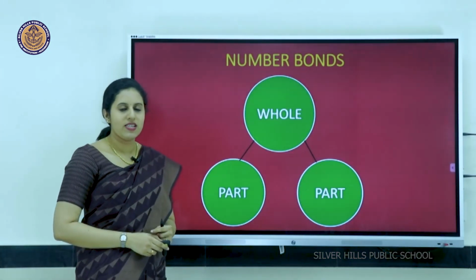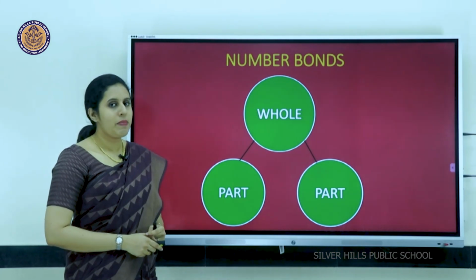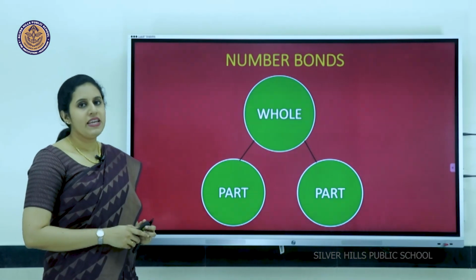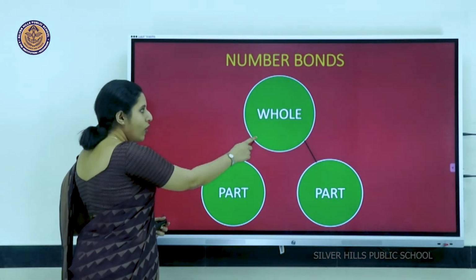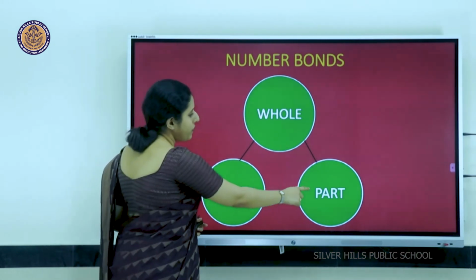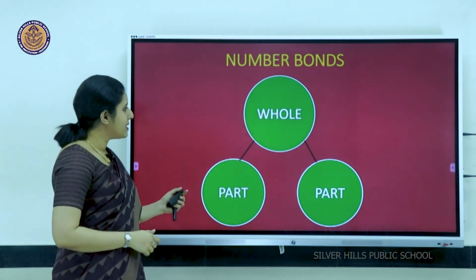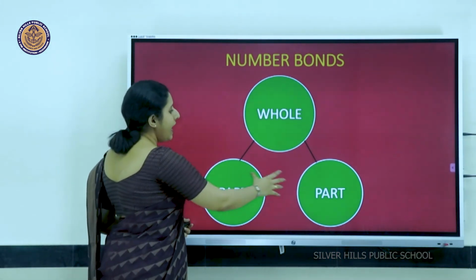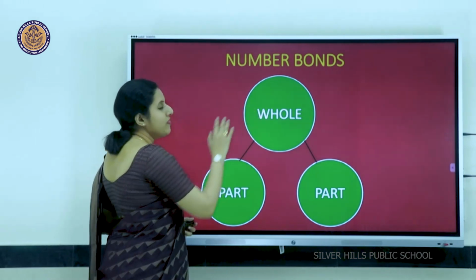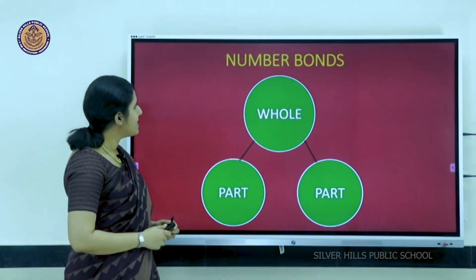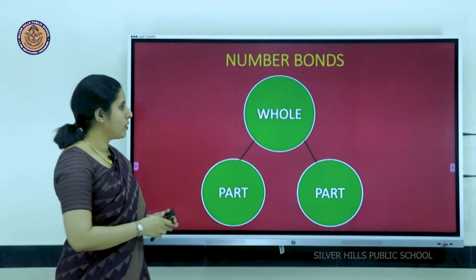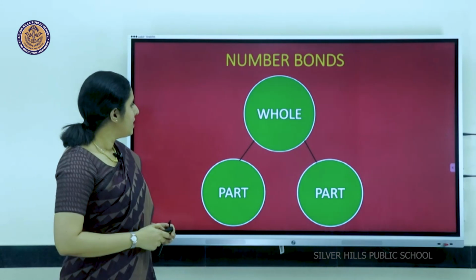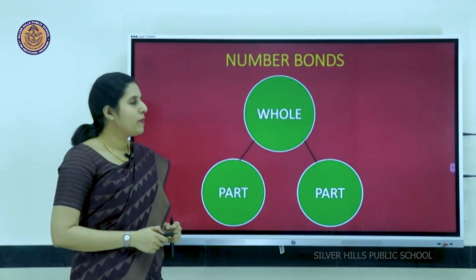Next is number bonds. You have already learned about number bonds. Any number, in fact every number can be thought of as a whole that is made up of parts. Parts means, okay, so here what do we mean by part? When we add these parts together, we will get the whole. That is what is meant by a number bond. So, the number is a whole that is made up of parts. Let's look at an example of number bond.